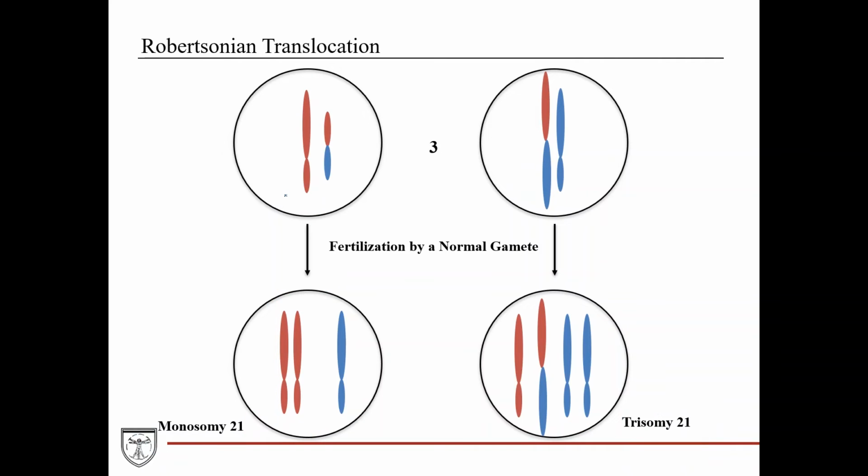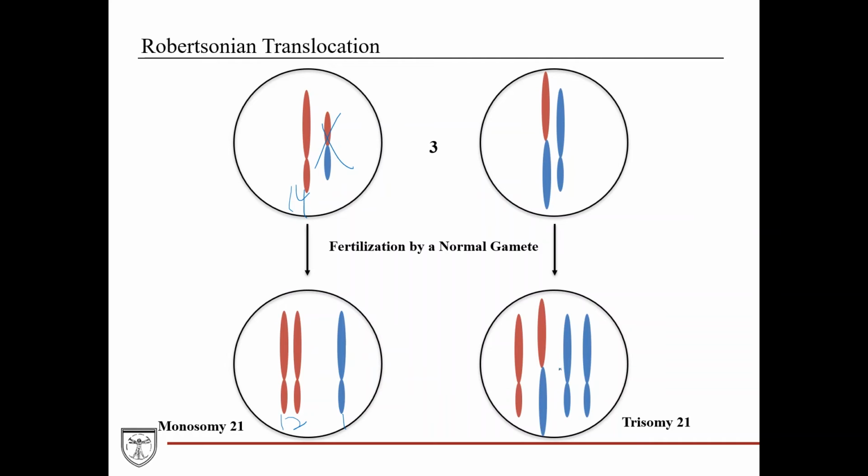Last combination here, so you have 1 14 here, and then you have the short arms here. This disappears in meiosis. Fertilized by a normal gamete, you get 2 copies of 14, 1, 2, and then you only have 1 copy of 21. Over here you have the fused long arms and then a normal 21.